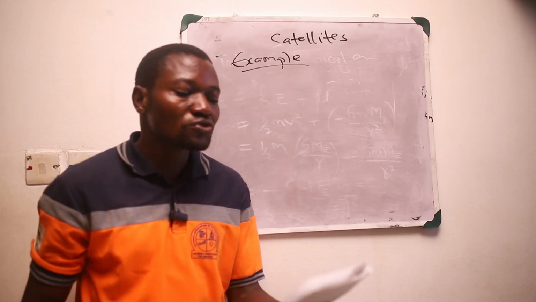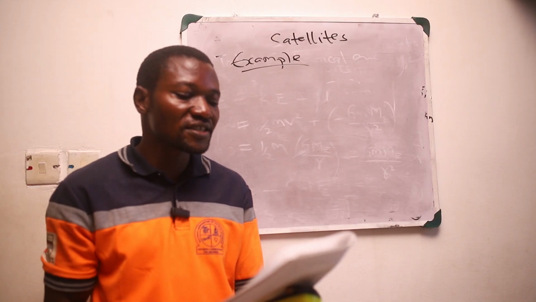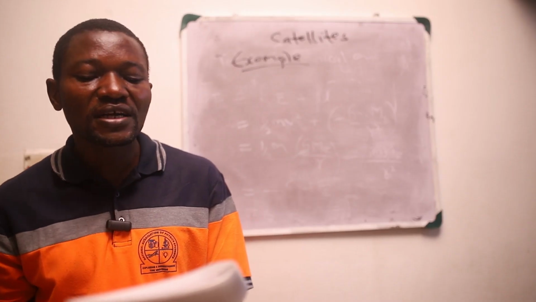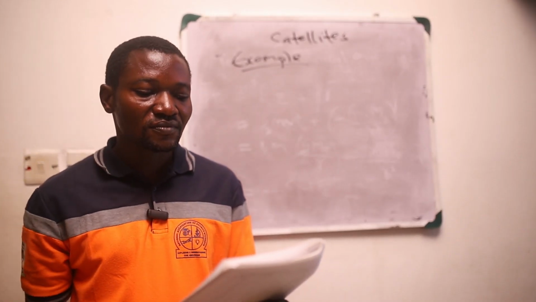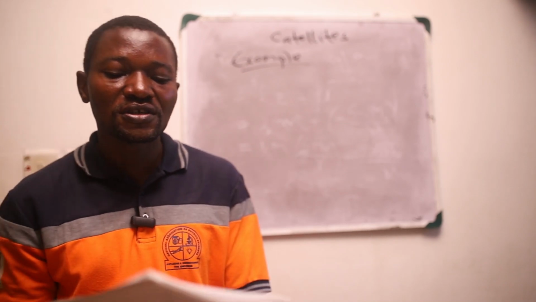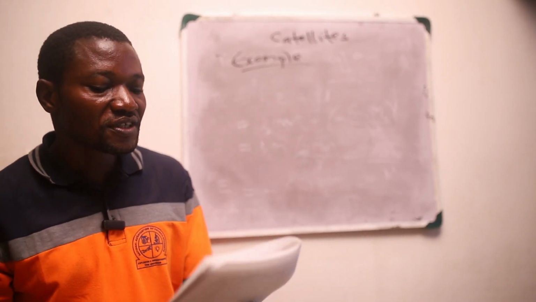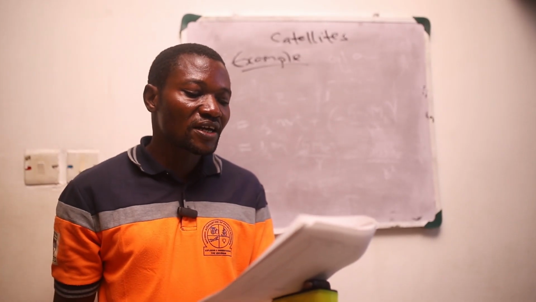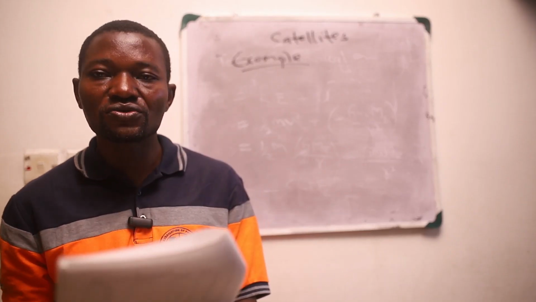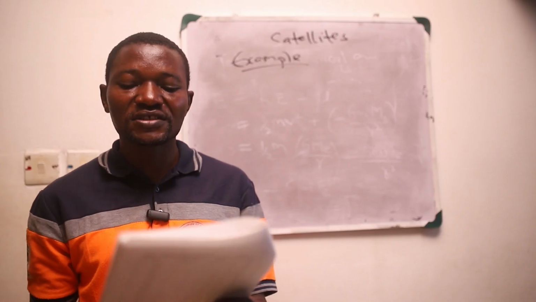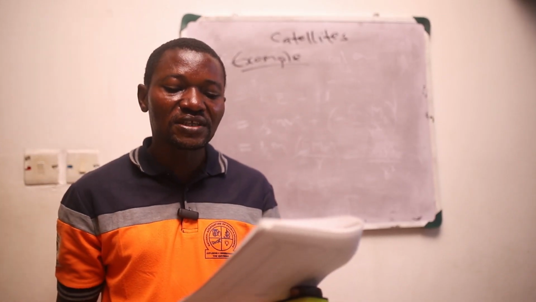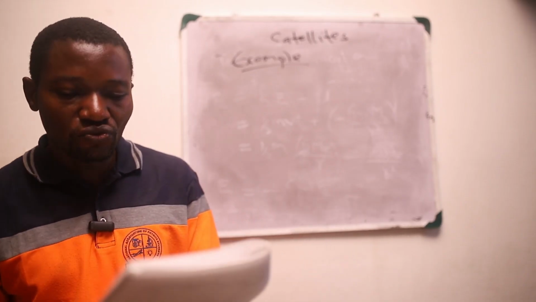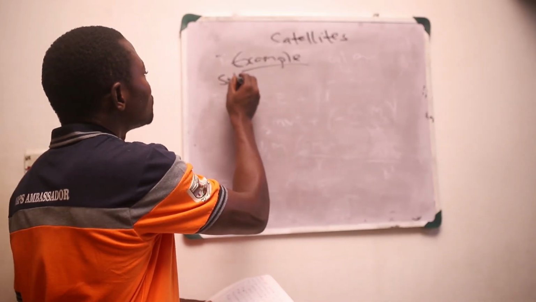The question goes: supposing you want to place a 1,000 kilogram weather satellite into a circular orbit 300 kilometers above the Earth's surface, what is the speed that it must travel? Take the radius of the Earth to be 6,380 kilometers, the mass of the Earth 5.97 times 10 raised to power 22 kilogram, and gravitational constant G as 6.67 times 10 raised to power minus 11 Newton meter square per kilogram square. So that is the question. How do we go about it?